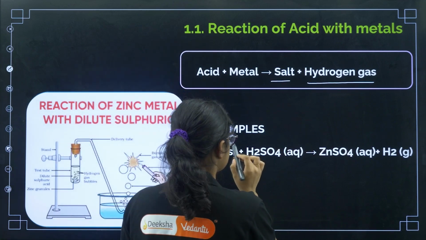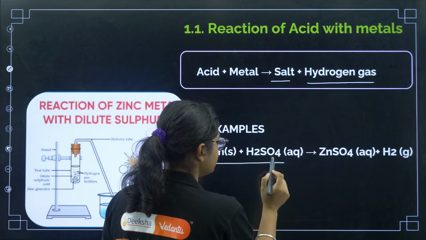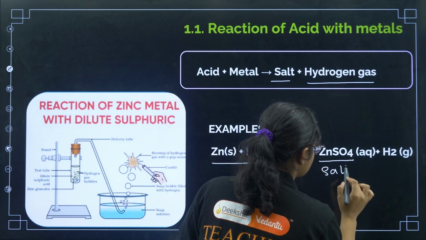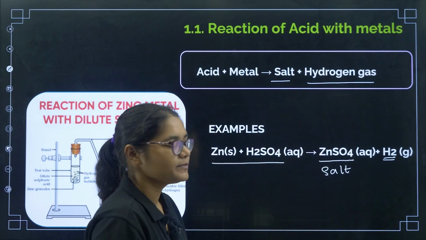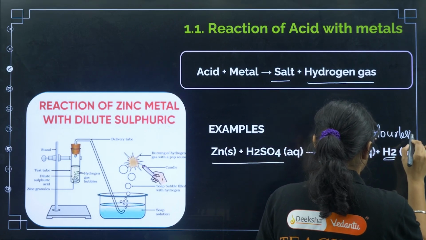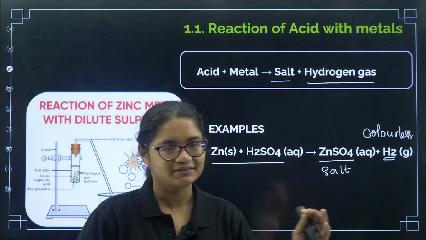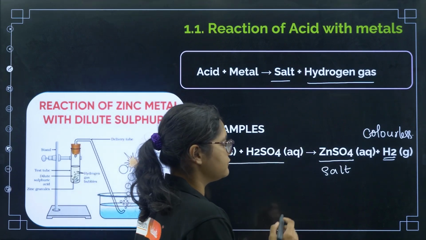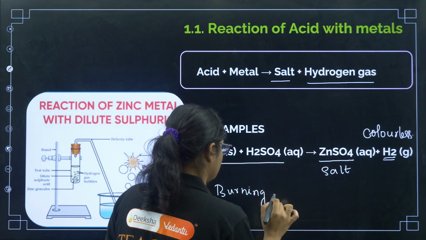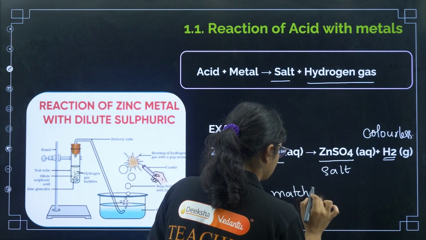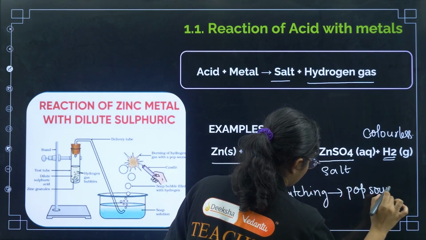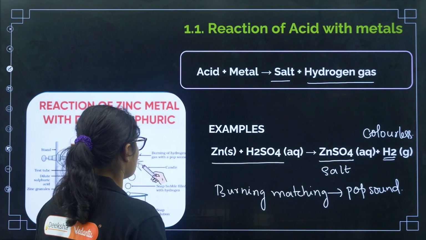Example for this one, you can see zinc is a metal, sulfuric acid is an acid. Now this is the salt, zinc sulfate, and then hydrogen gas is produced. The hydrogen gas is colorless. Most of the time a question is asked how to test this gas. If you take a burning matchstick, then it makes a pop sound. That is how we can identify the hydrogen gas.